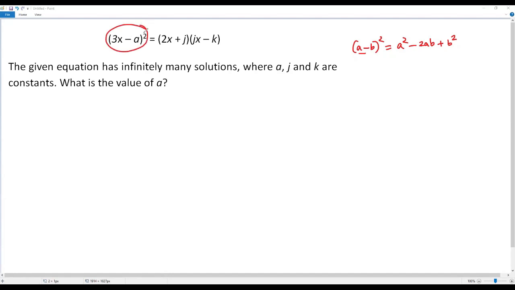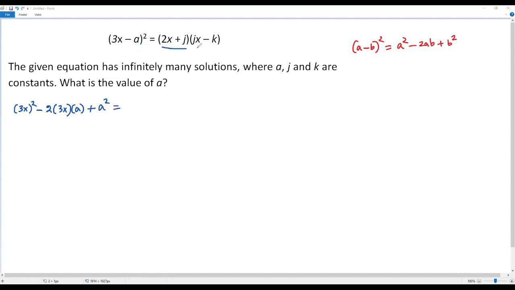Now to get the expansion for this one, we have to use the trinomial we have over here, and we have to plug in this 3x for A and this a for B in this trinomial. Okay, now let me do it over here. That is (3x) whole square minus 2ab plus b square. For A we have 3x, and for B we have a. For B we have a, that is a square.